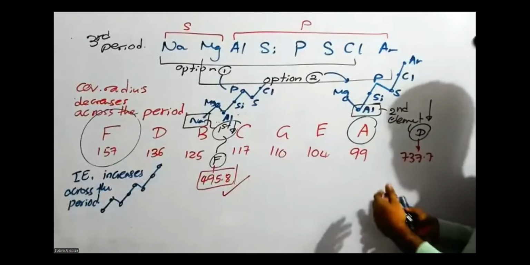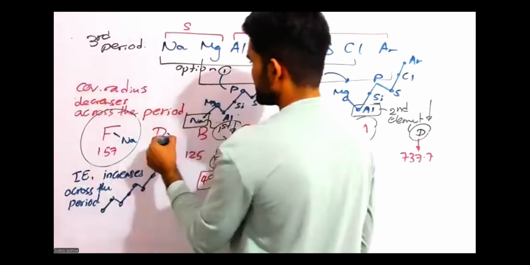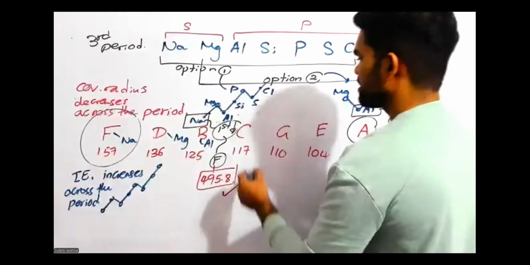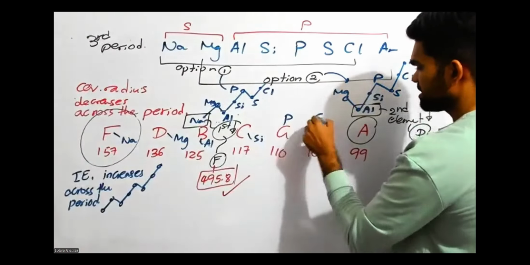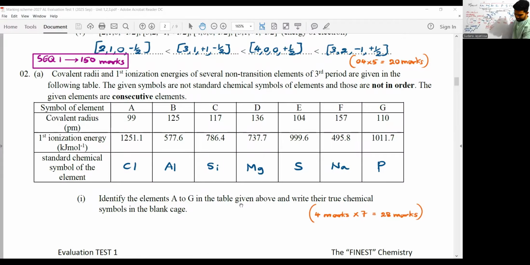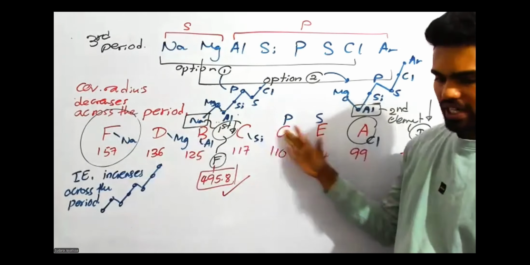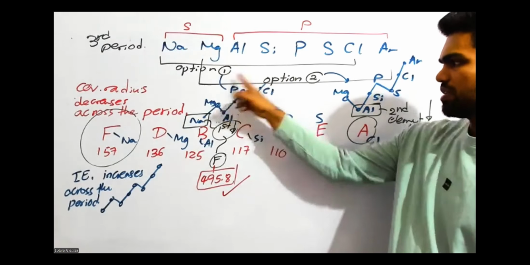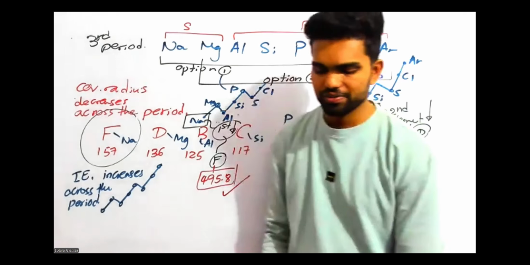Now this is the order. Then F should be sodium, D should be magnesium, this one is aluminium. Then you have silicon, phosphorus, sulfur, chlorine. These are the elements. I hope it is clear. So according to the radius, identify the element order and then confirm which of the two options is correct by checking the ionization energy. That's the summary of this question.